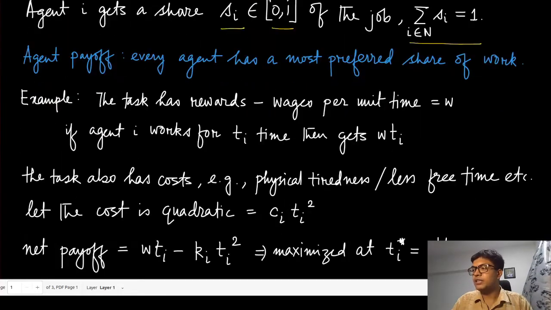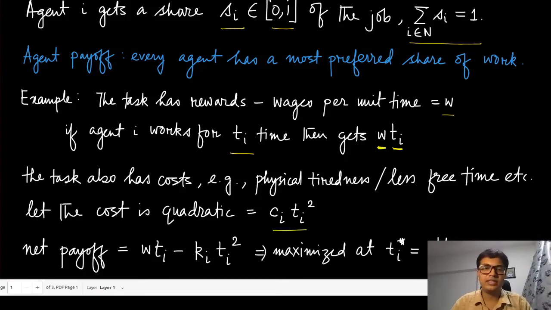You can imagine that these tasks may have rewards, or maybe wages per unit time. So let us assume that if a specific agent works for T_i amount of time, then it gets a constant wage for each unit of that time. So w·T_i is the total wage that it gets for working T_i amount of time. But at the same time, the agents have some cost for working. So for instance, it could be physical tiredness, or less free time, or whatever it is. And this cost we are going to assume is quadratic.